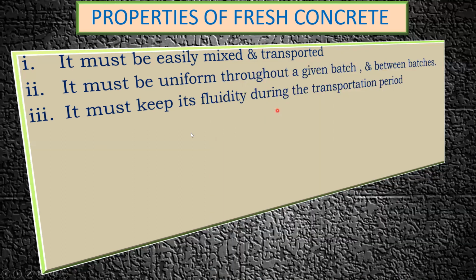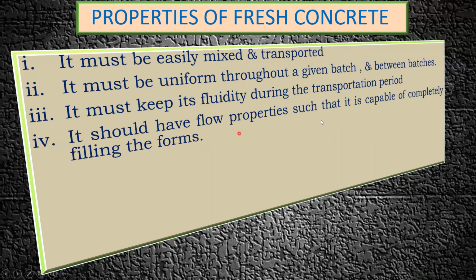So the next one is that it should have flow properties such that it is capable of completely filling the forms. The flow property, you can understand through workability. That means whenever you pour the concrete in the foundation and all, it should be able to flow on its own, right? That means it should have enough workability and it should be in a position to fill all the forms. Let us say this is a formwork, it has to flow easily. That is what you mean by the fourth point.